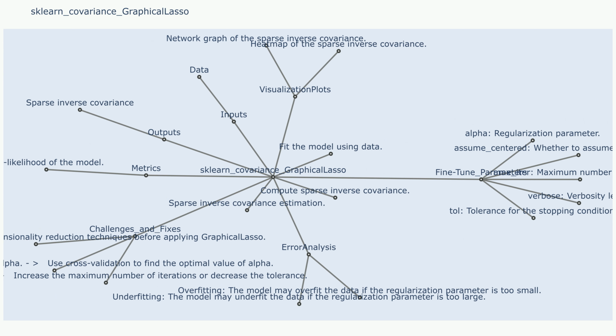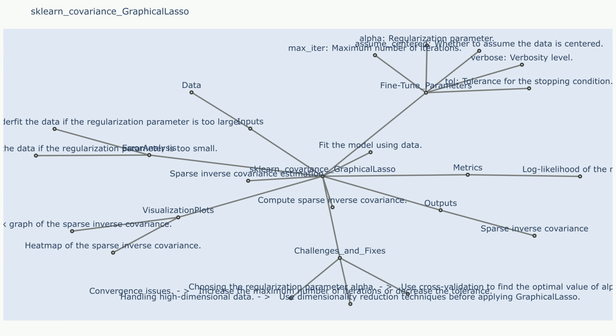This technique is particularly useful in situations where you suspect that only a subset of variables are truly correlated. Inputs: X, a 2D array-like structure, e.g. NumPy array, Pandas data frame, representing the input data. Each row corresponds to a data point, and each column represents a variable.